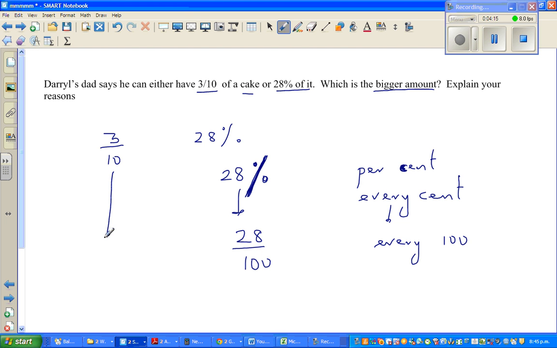And 3/10, I want to change this to a denominator of 100. So well, 10 times 10 is 100. So you do the same thing to the top number. So this is 30 out of 100. So 30 out of 100 is greater.